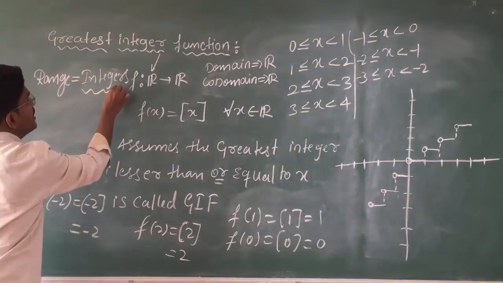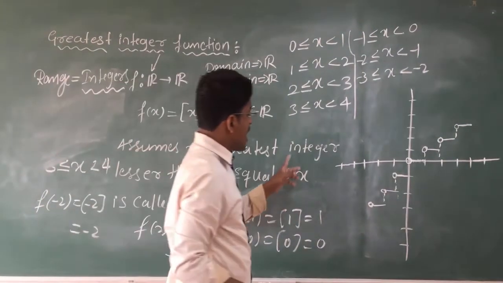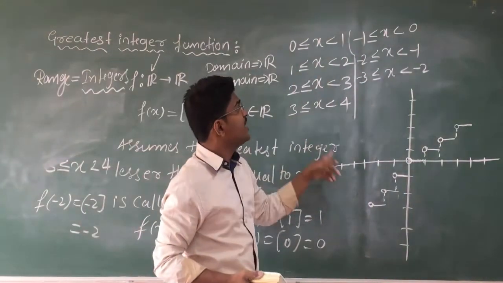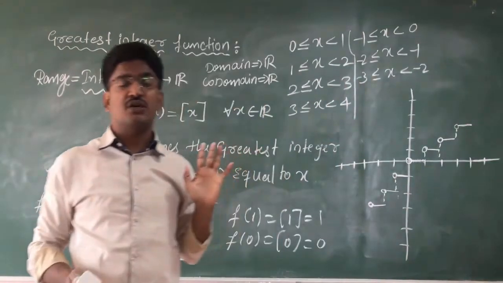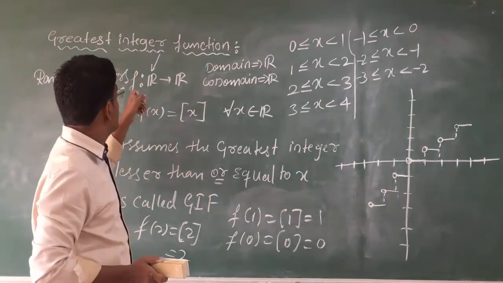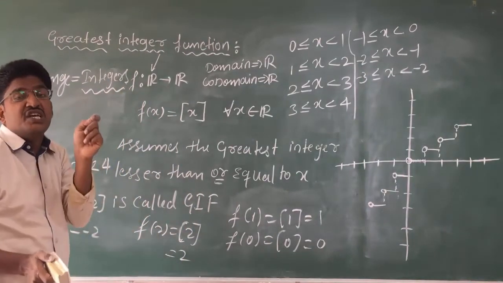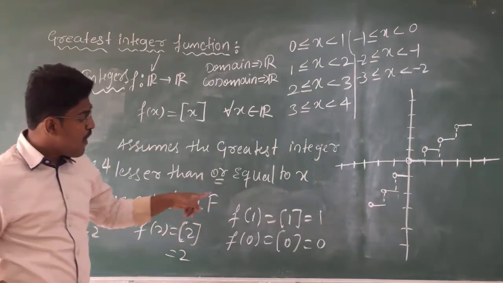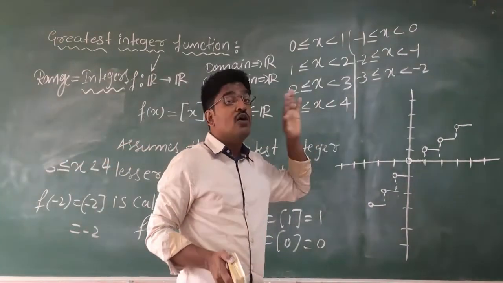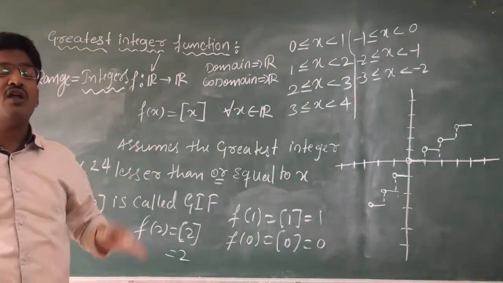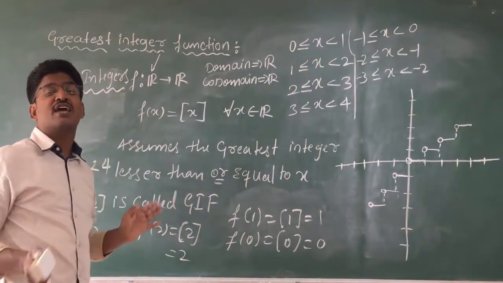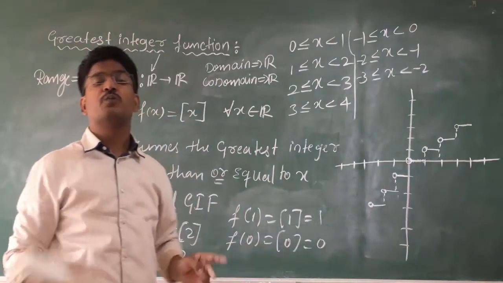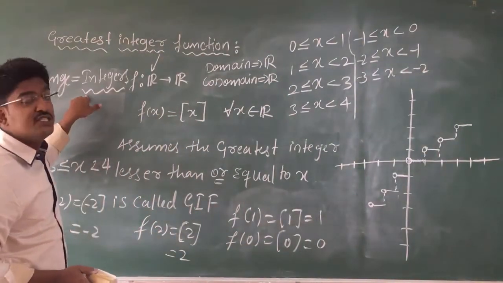Clear? This is important because for every real number, the outputs are only integers, no other numbers. So please remember this. The range is integer set. You can see here for all inputs the outputs are only integers. No other number can be possible for the greatest integer function. Other than integers, no outputs are possible. So that's why range will be integer.